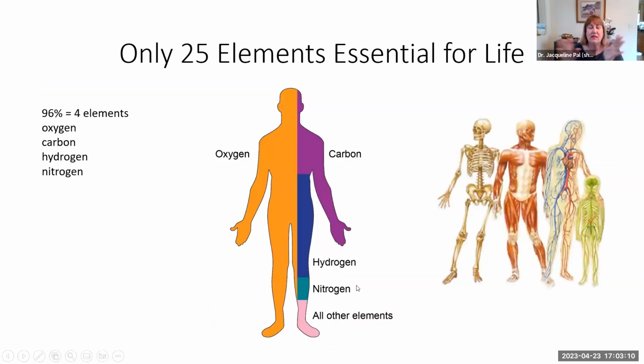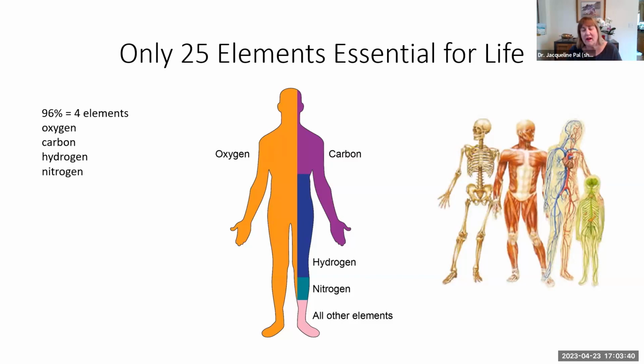When we look at those 118 different elements, there's only 25 of them that we require for life to occur. And I'm not going to have you learn all 25. Let's start with the big four. If you look at this picture, you can see that those four elements make up 96% of your body, and over half of your body is made up of oxygen. And then significant portions thereafter are made up of carbon and hydrogen.